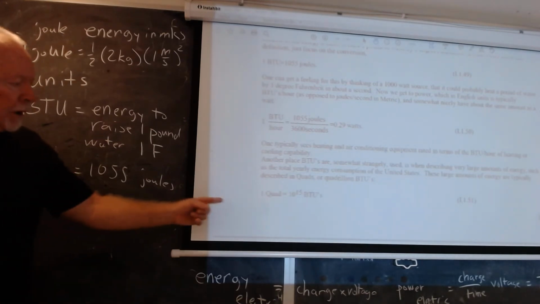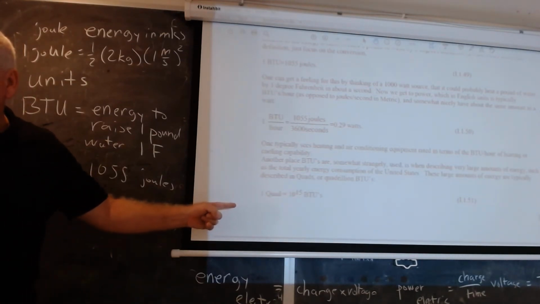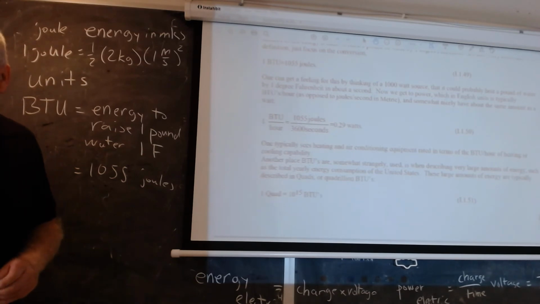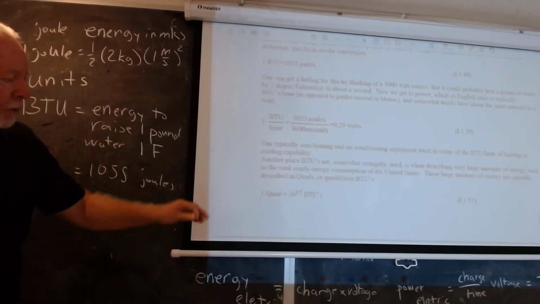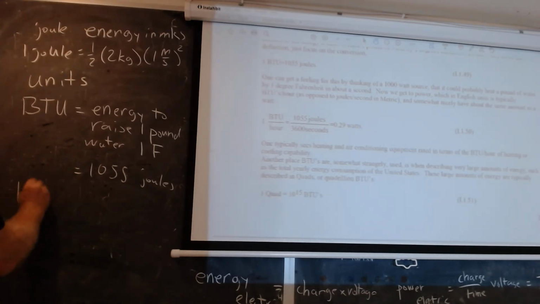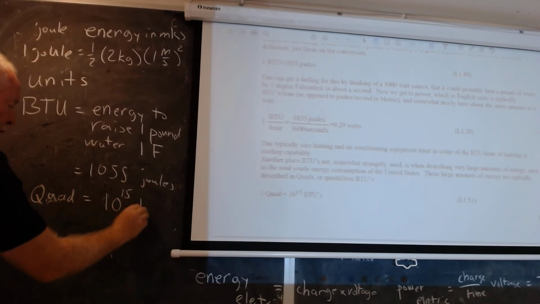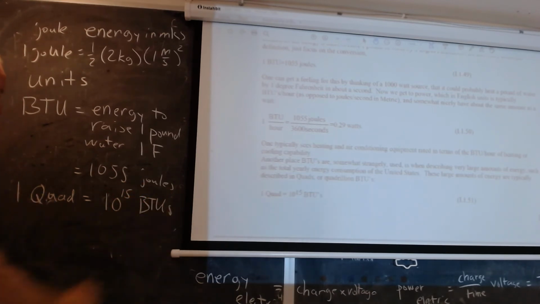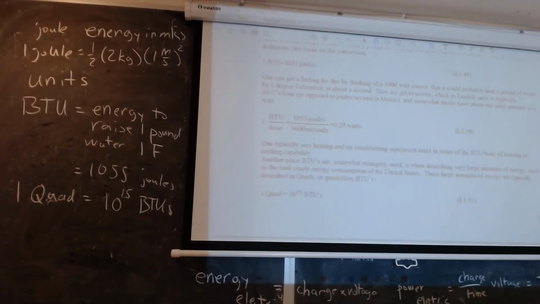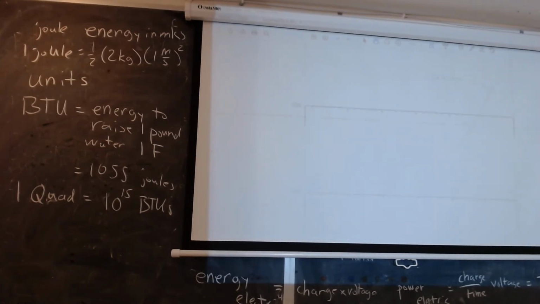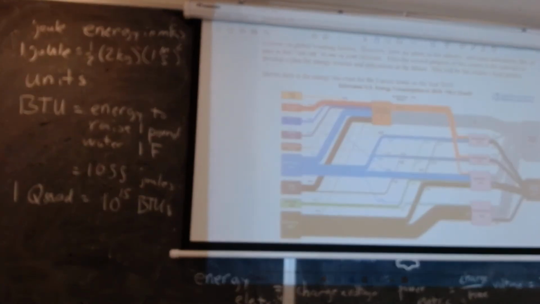And here, finally, going back to the main chart for the course, one quad is 10 to the 15 BTUs, a quintillion BTUs. I wanted to get to that point so that we can start to have more discussion about this chart that we'll be working off of.